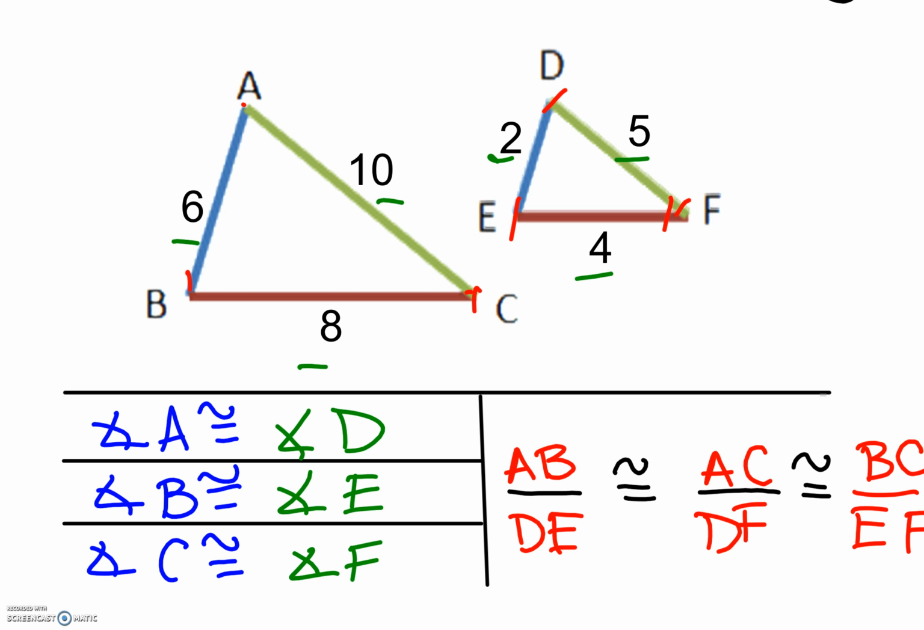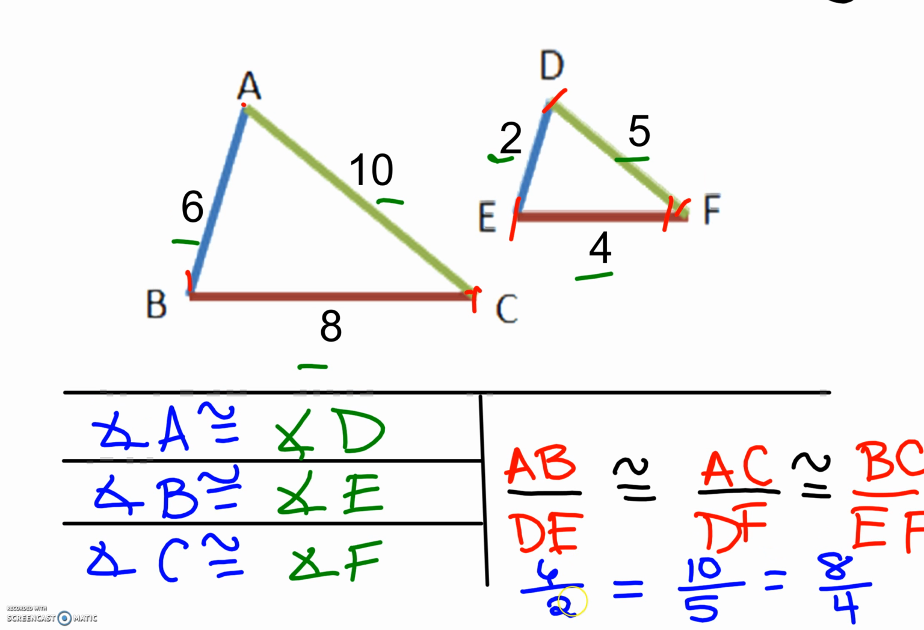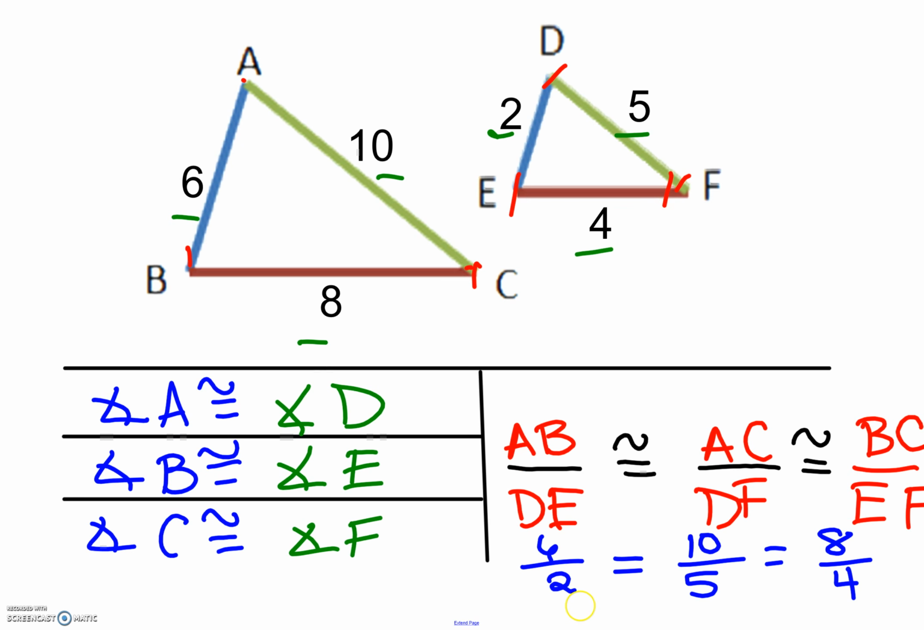And to check it, AB is 6, DE is 2, AC is 10, DF is 5, BC is 8, EF is 4. And when you simplify each of them, 3, that should be a 3. Sorry, guys. You should get 2 is equal to 2, which is equal to 2. All of our sides are in proportion.